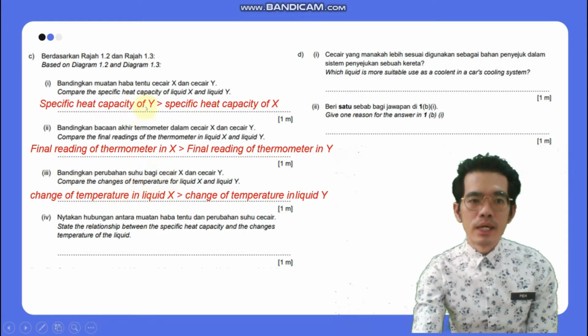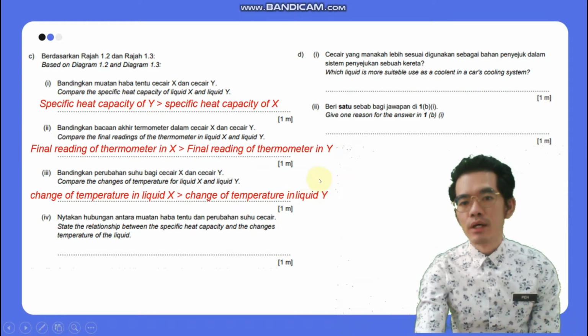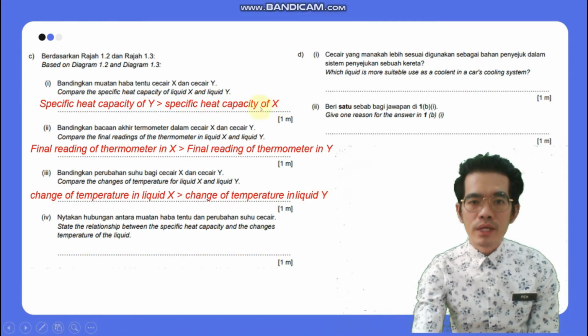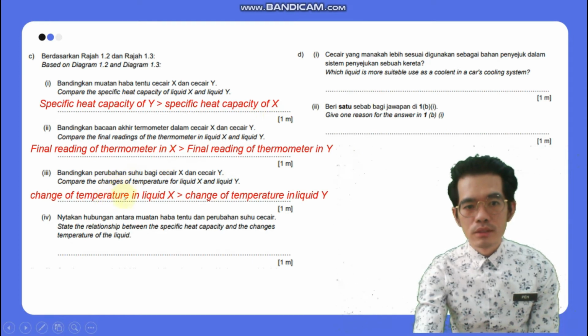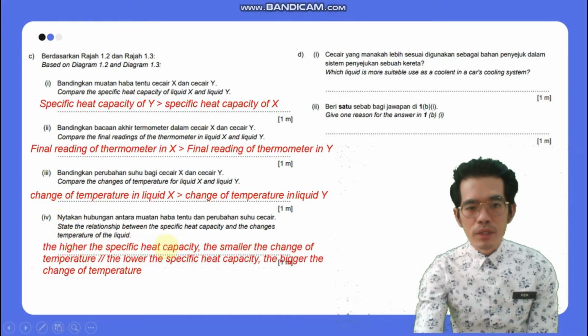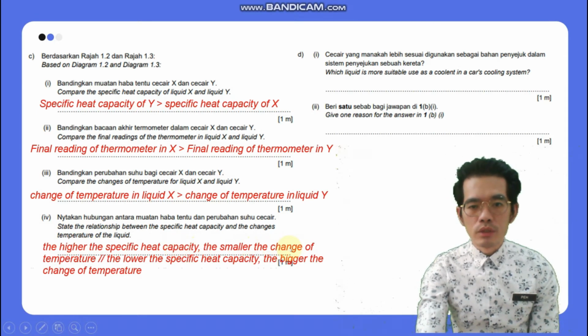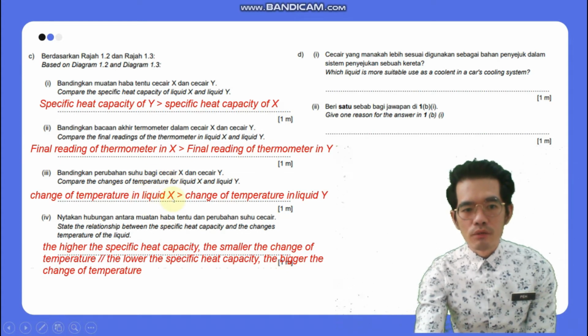Okay, so here you may see that liquid Y, which has the higher specific heat capacity, shows a smaller change of temperature. On the other hand, if we choose material X, which has a smaller specific heat capacity, it will give a larger change. Okay, so you can write it as: the higher the specific heat capacity, the smaller the change of temperature. This is referring to liquid Y. Or you can write: the lower the specific heat capacity, which is referring to X, the bigger the change of the temperature.